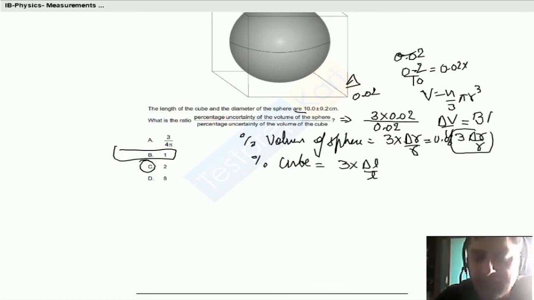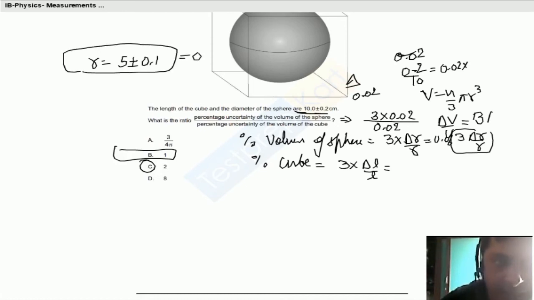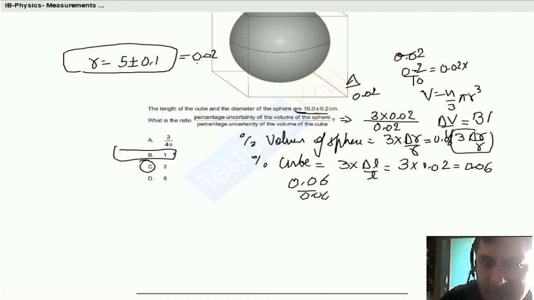That is going to be 3 into delta L by L. It is a diameter, right? So the radius is going to be 5 ± 0.1, which is again 0.02, correct. So 3 into delta L by L is going to be 3 into 0.02, which is 0.06. So 0.06 by 0.06, your answer is 1. Any doubt in this, Soumya?